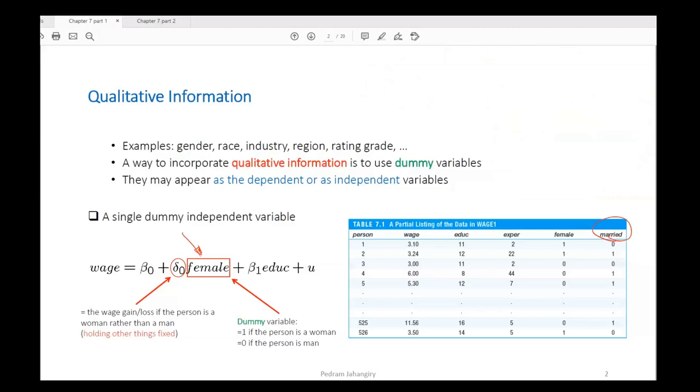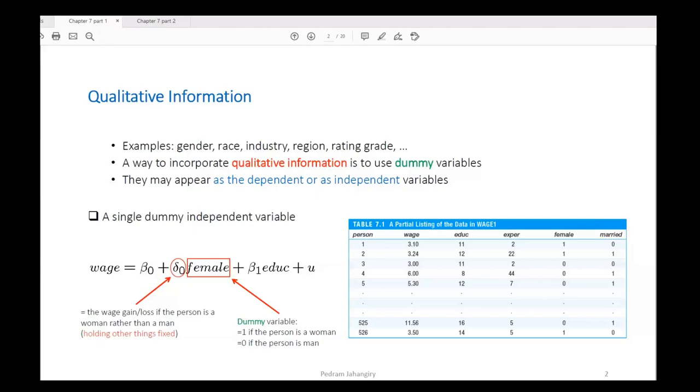So we have two classes for married. So how many dummy variables do I need? Just 1. So if I want to extend this model, I can say plus beta or delta. You're going to say delta because you're dealing with dummy variables. Delta 1, then married. I can extend this model like this, right? It's a completely proper setup.